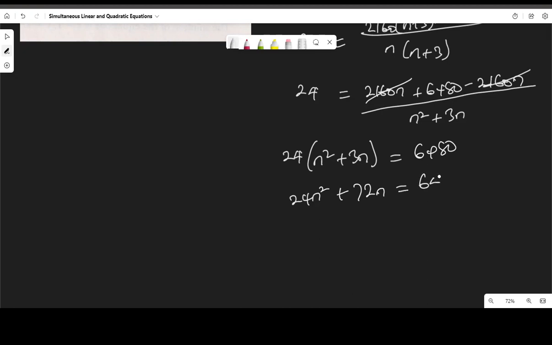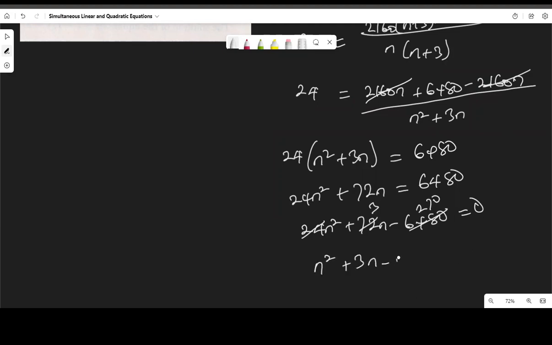72n equal to 6480, meaning 24n squared plus 72n minus 6480 equal to 0. Let's see if all these numbers can divide through by 24. Very easy. Divide by 24. Okay, so this goes 3 times and this one goes 270 times. So our equation becomes n squared plus 3n minus 270 equal to 0.